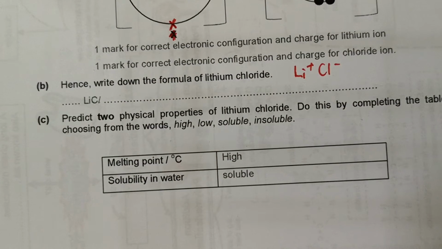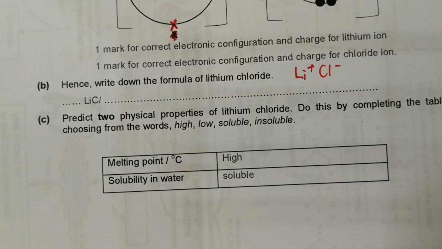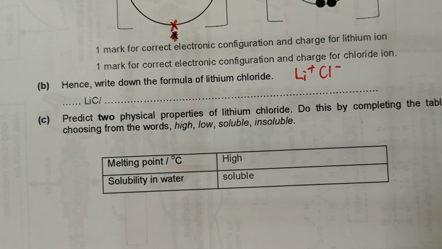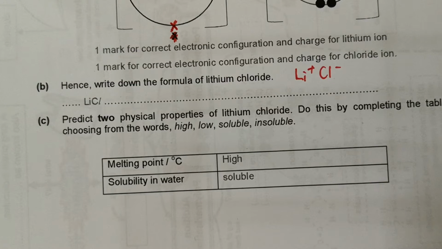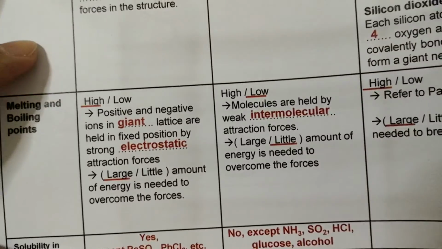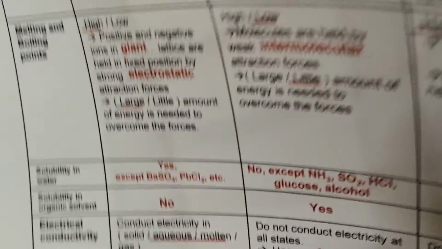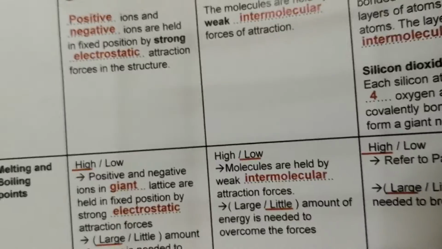Okay, predict 2 physical properties of lithium chloride. Do this by completing the table, choosing from the words high, low, soluble, and insoluble. So you need to know the physical properties of ionic compounds. In your mind map, there is a table here. You can refer to this table to find out the solubility as well as the melting point.